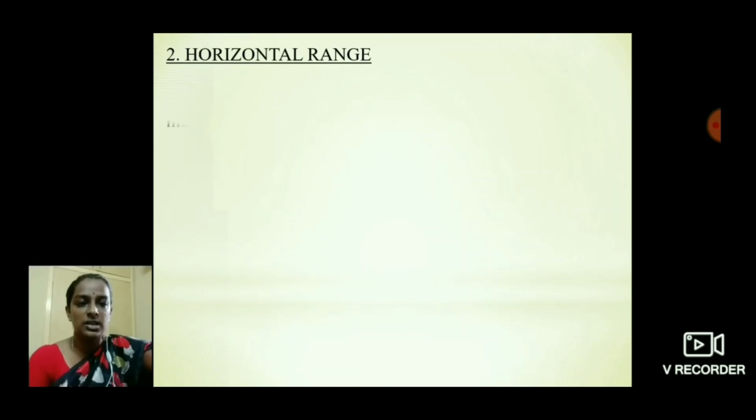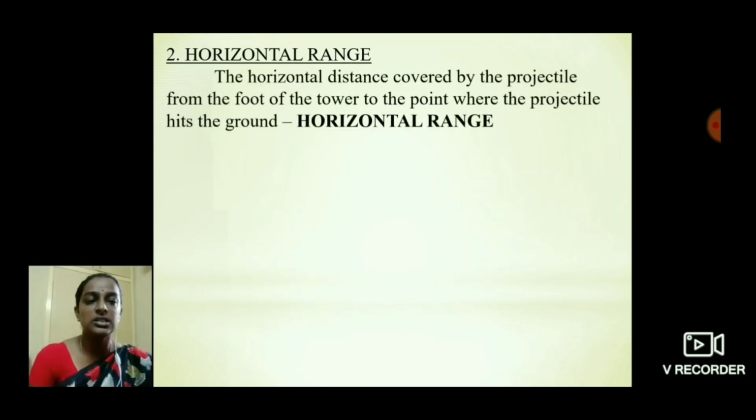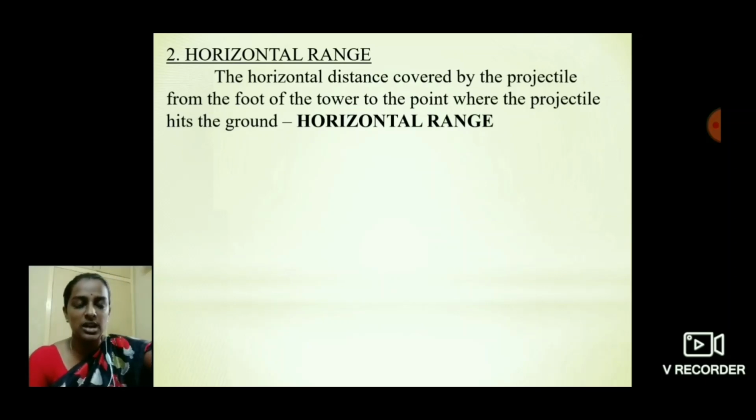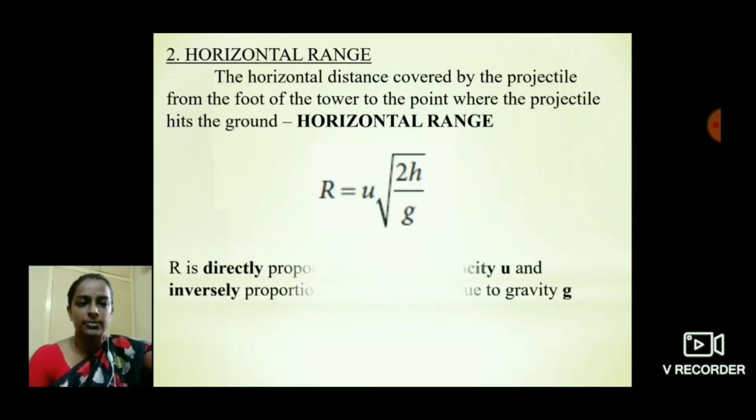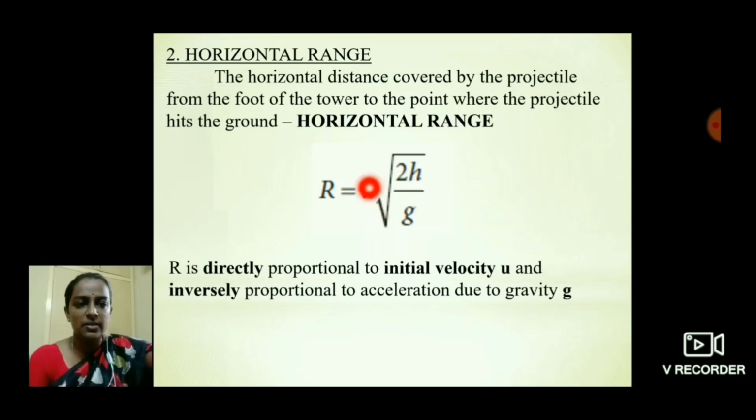Next is horizontal range. The horizontal distance covered by the projectile from foot of the tower to the point where it hits the ground is known as horizontal range, and range value is given as u root of 2h by g. R is directly proportional to initial velocity u and inversely proportional to acceleration due to gravity g. This is the initial velocity and this is the acceleration due to gravity.